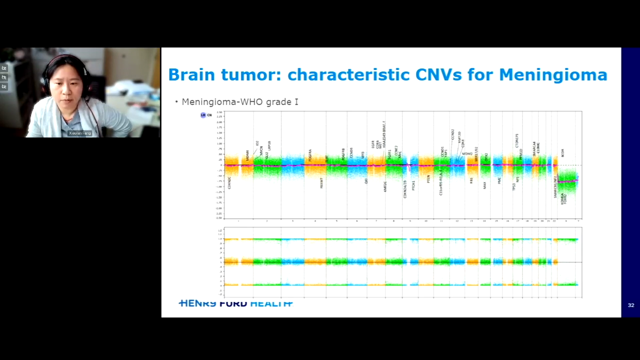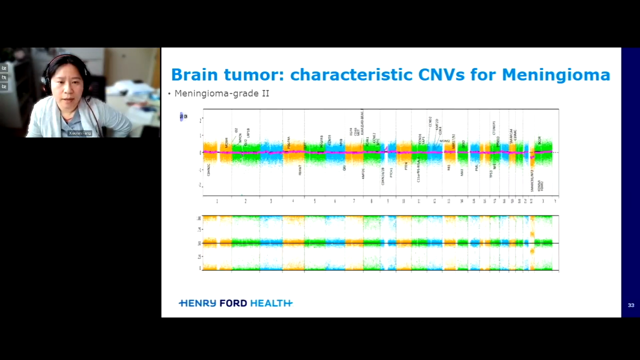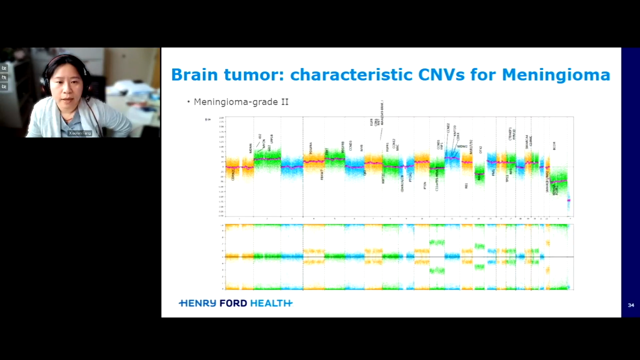It's basically normal. And this is a grade 2 meningioma sample. As you can see, they have a representative or pretty recurrent CNV, which is loss of 22. And this is another one. It doesn't have a loss of 22, but it does have a lot of copy number increase and decrease. A lot of them are gains, and it's almost nearly a triploidy.